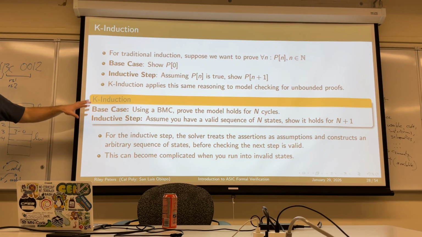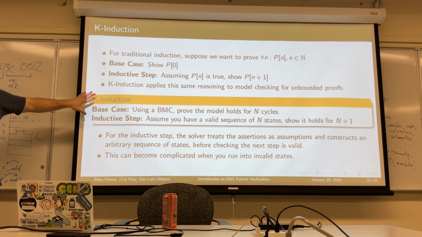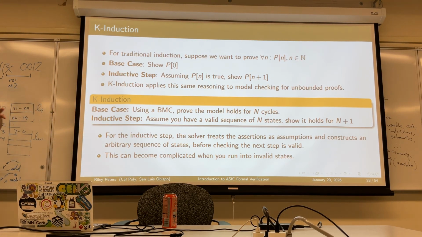The main difference is that instead of just a single case, we use a bounded model check to prove that the system begins in a valid state for some number of cycles. And then the inductive step, instead of just assuming I'm starting in one state and checking the next state, is allowed to assume that I have a sequence of valid states that's as long as my bounded model check. And then it takes one step further and sees if the next state is true.